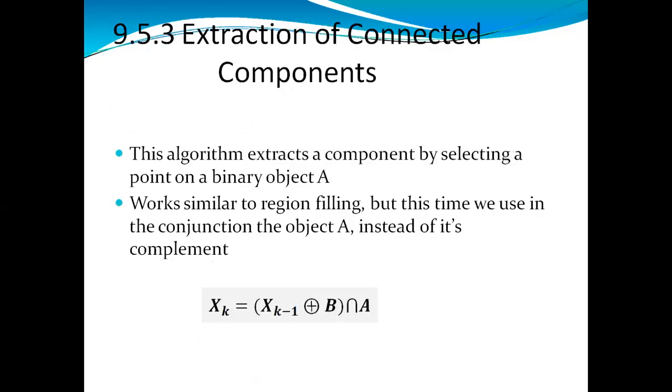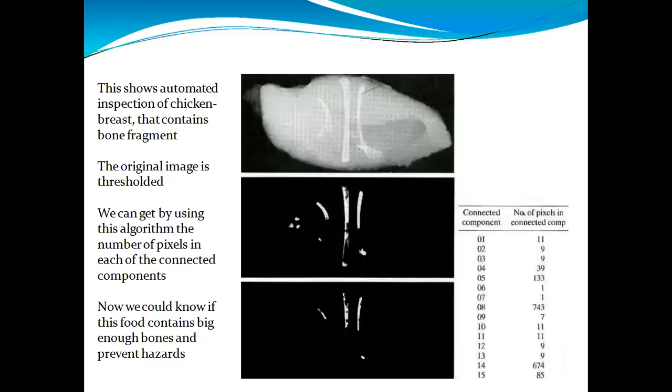And the third thing is extraction of connected components. This algorithm extracts a component by selecting a point on a binary object A. This works similarly to region filling, but here we use the intersection with the object A instead of its complement. That is the difference between region filling and connected components.